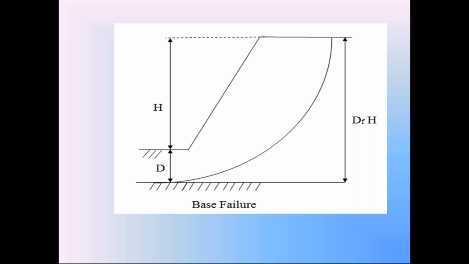Before analyzing that stability, first of all, we should know the different failures of finite side slopes. Finite side slopes basically have two types of failures. One is called the rotational failure. The next one is called the wedge failure. In Culmann's method, we discussed the wedge failure of the finite side slope. The next one is the rotational failure. In the rotational failure, just a minute please.